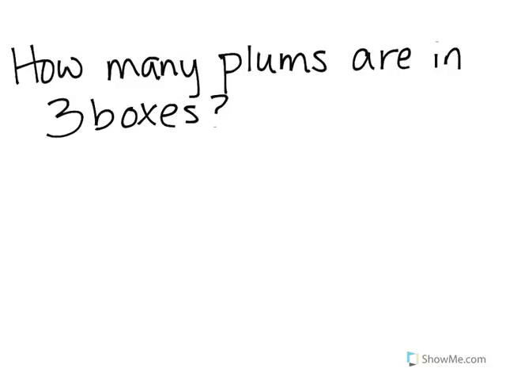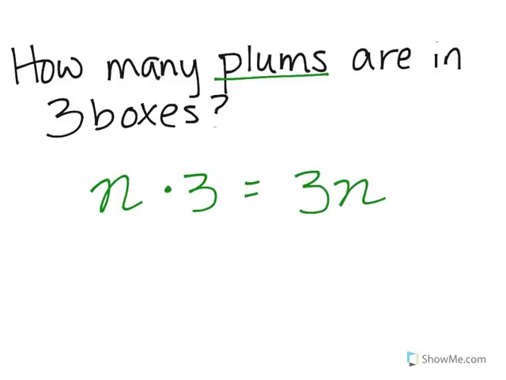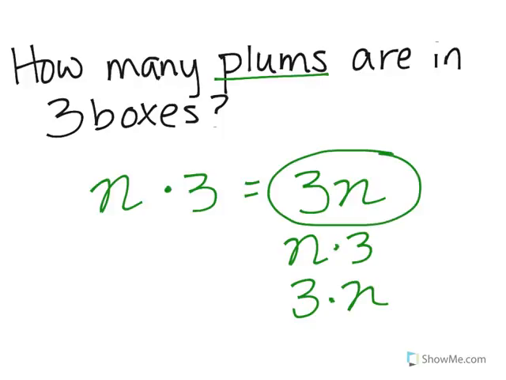How many plums are in 3 boxes? So our plums is represented by n still, and we're going to find out how many in 3 boxes. That equals 3n, or n times 3, or 3 times n. It's all the same, but get used to writing it this way.